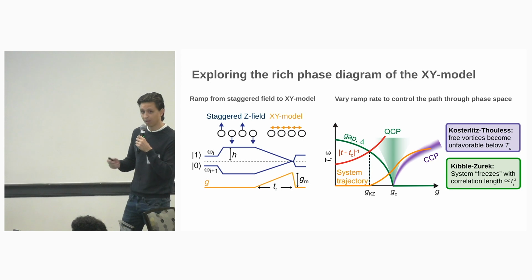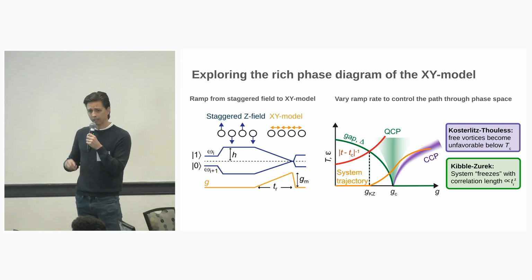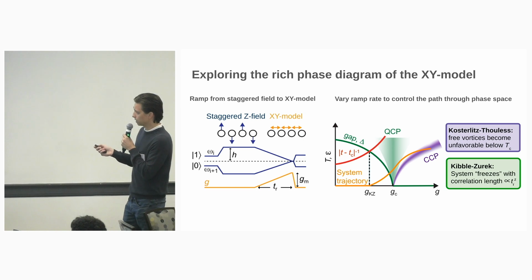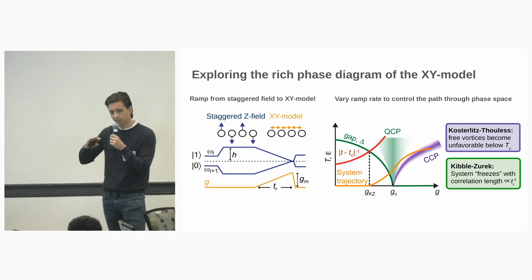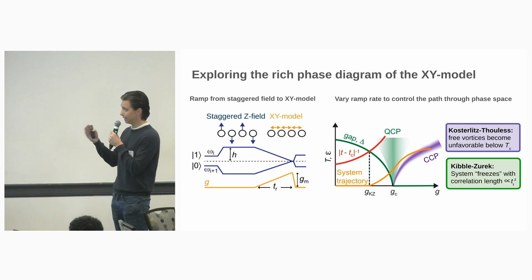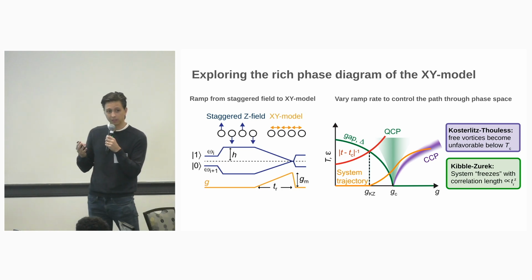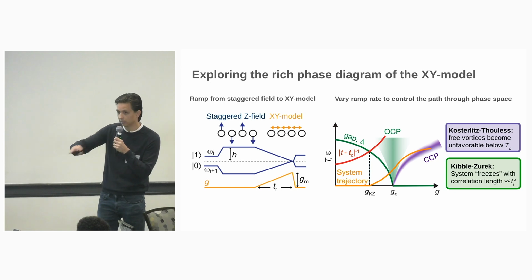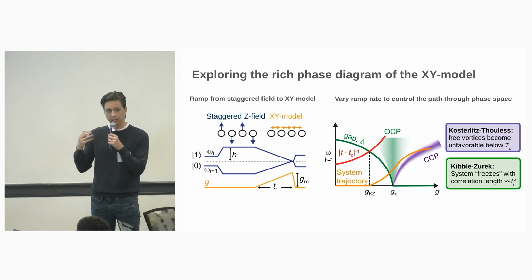Now, by varying the rate at which we perform that ramp, we're going to explore different paths through the phase diagram. And there are 2 particular features that I would like to draw your attention to and that we would like to look for. One of them is a Kosterlitz-Thouless transition. So we expect that if we manage to get to a sufficiently low temperature, we should see that free vortices become entropically unfavorable, and we should hopefully then see a change from exponentially decaying correlations to an algebraic decay.